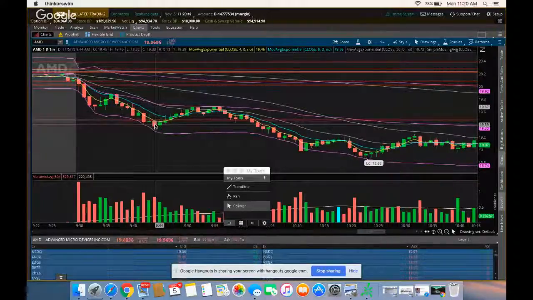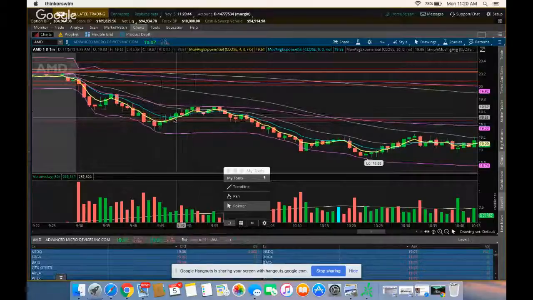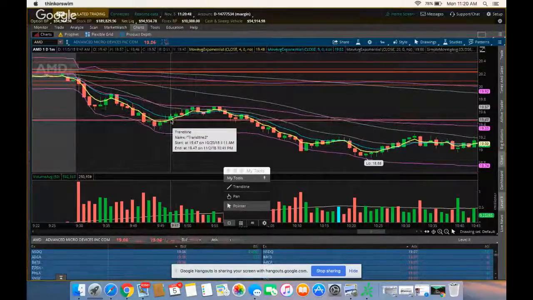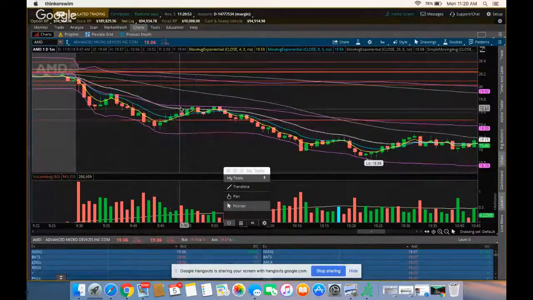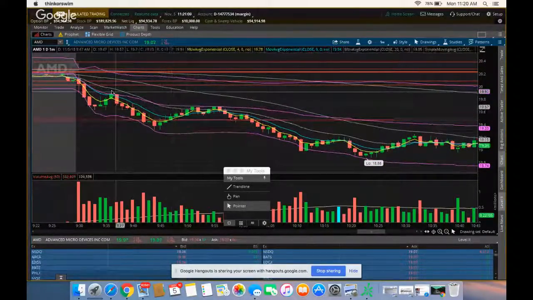Then I didn't get this move. So when I saw this move developing, it was too late, and I didn't want to chase it because my risk-reward ratio would have been 1-to-1. I didn't want that. So I decided to wait, and this was the key for today.